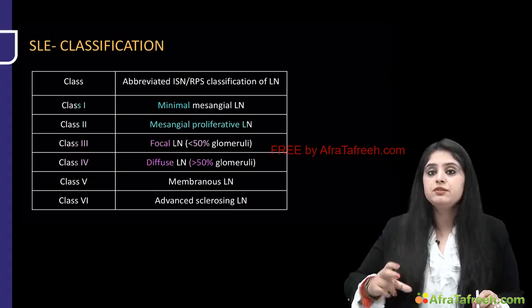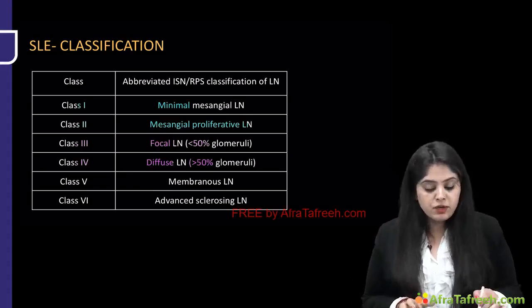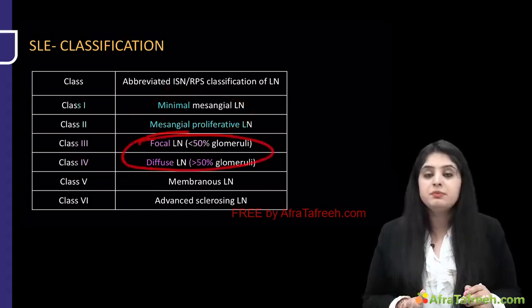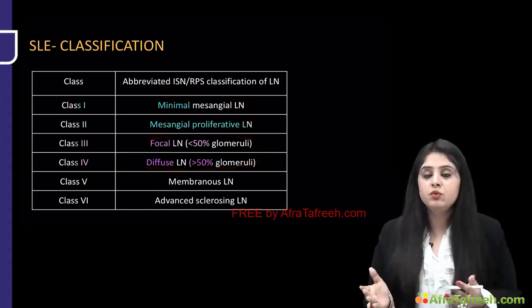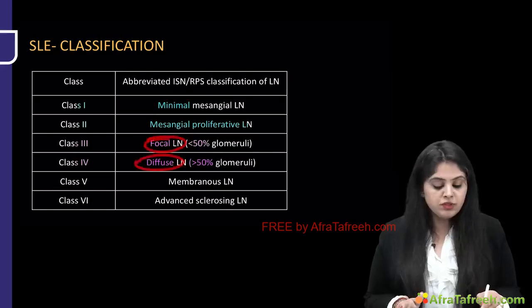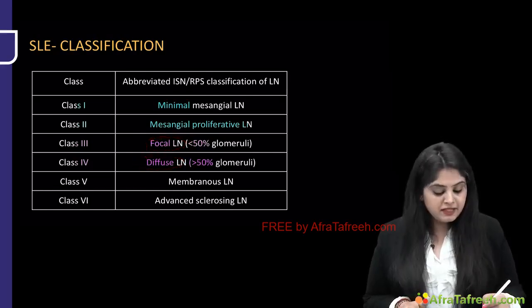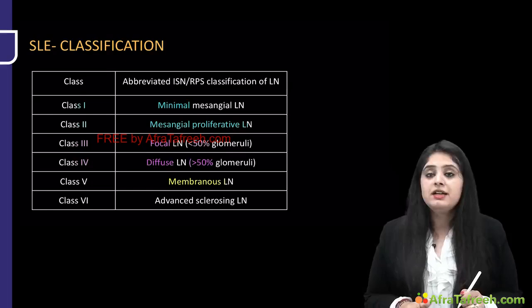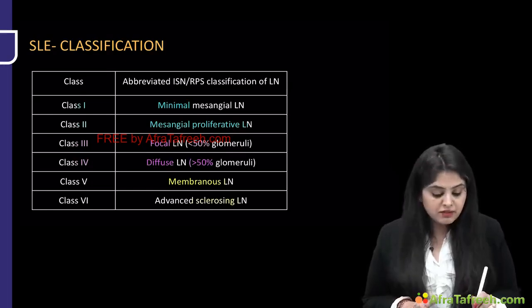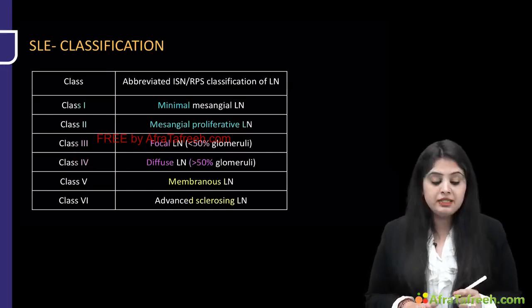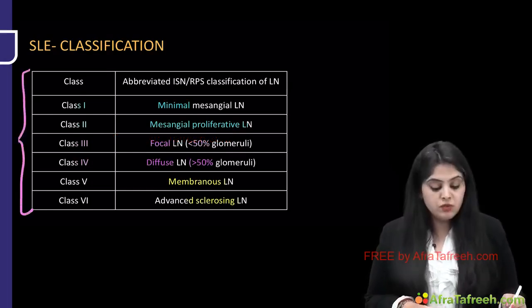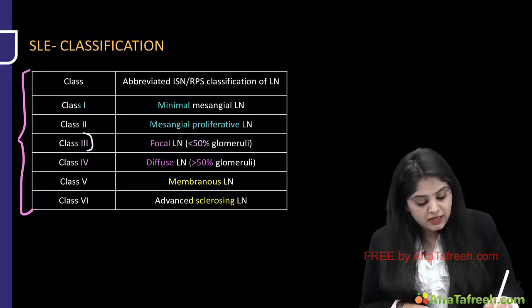So simple, I've divided it into groups of 2. The first 2 are to do with mesangial, minimal and proliferative. The next 2 are to do with percentage of glomeruli, less than 50, more than 50. Less than 50 is focal, more than 50 is diffuse. And finally, class 5 and 6. Class 5 is membranous, which means the membrane is thickened, and 6 is the most advanced one, when there is sclerosis that has happened. These are the 6 classes that you have.